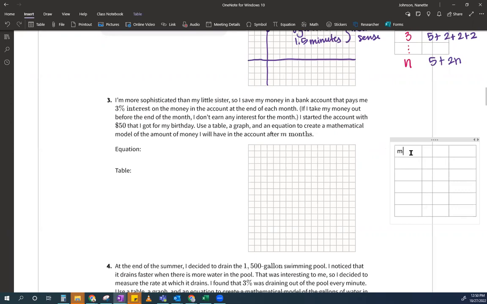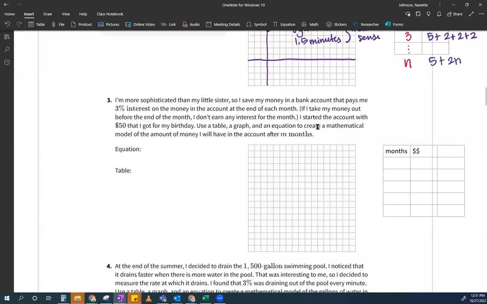So I'm going to type because my iPad is not listening to me. Okay, and what would this be? What would be my output? Very good. This would be my money. And then this is just for me to write notes because I like building my equation for my table. So they said it's after M months.